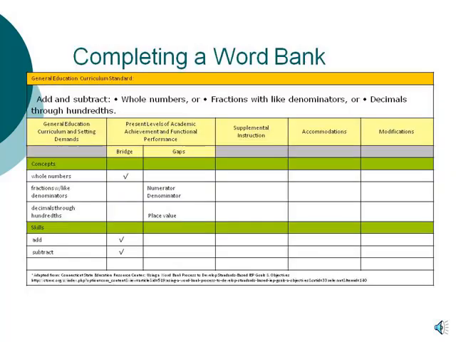We know from the present levels that Luke can add and subtract and has been working well with whole numbers, so we mark those as bridges. He does not have a good understanding of numerators and denominators or place value, so we mark those as gaps.